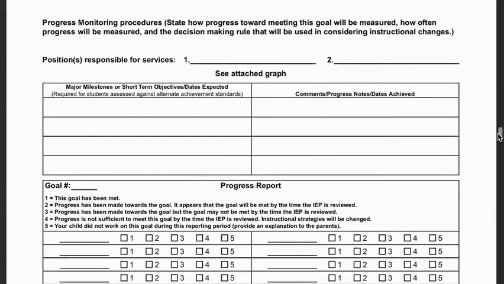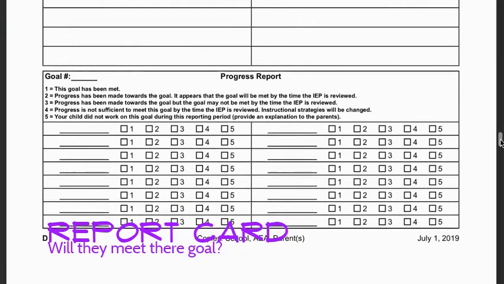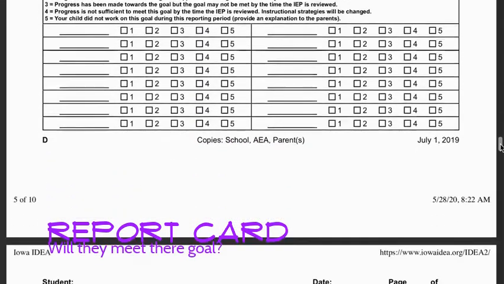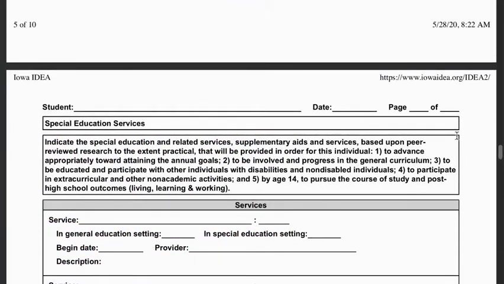And then this next part is just sort of like we fill out report cards each conference period and at the end of the year, just to update parents on how they're doing on meeting that goal and sort of give them an insight of what we're working on at that point to meet that goal.